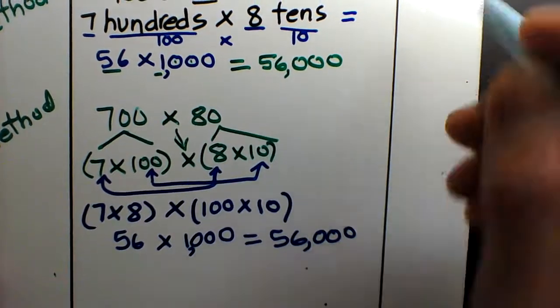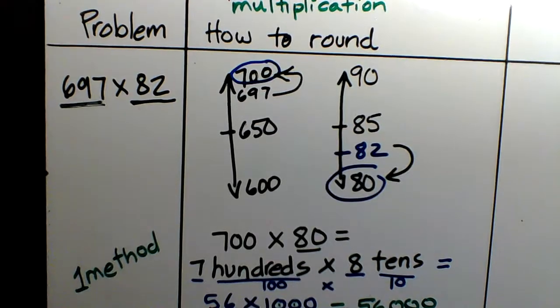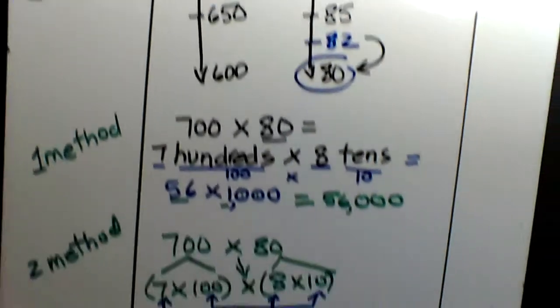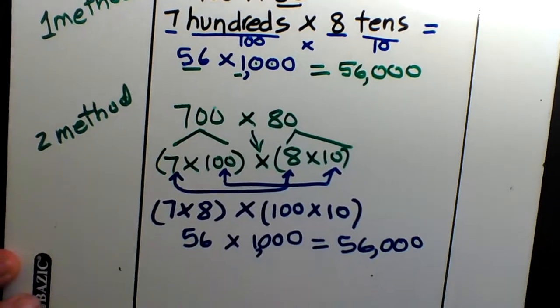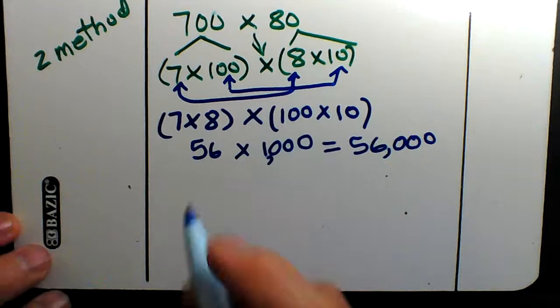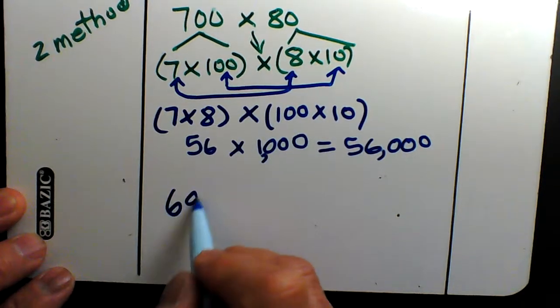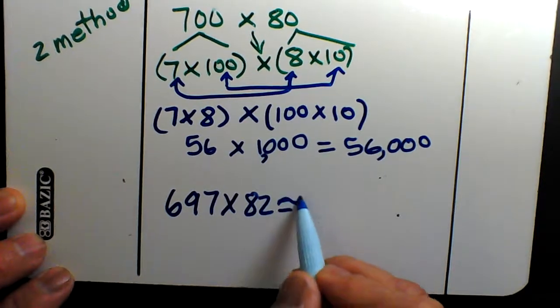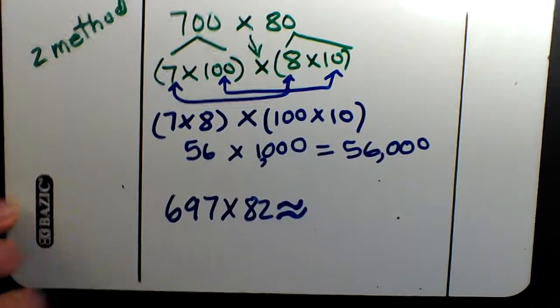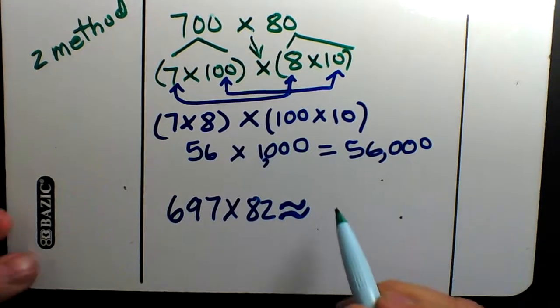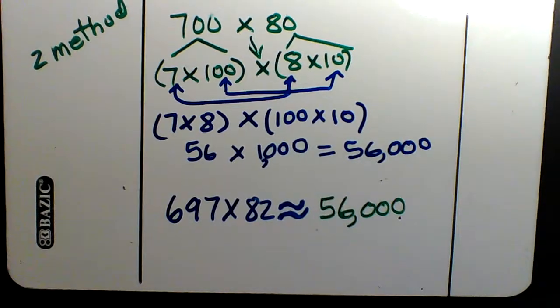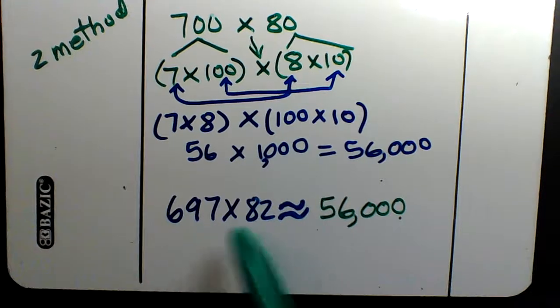So now we can answer the question. The question was, we have to estimate this number, 697 times 82. We're going to rewrite it in this manner: 697 times 82. When we round it, it's going to be about. This symbol means about. And it is going to be about 56,000.